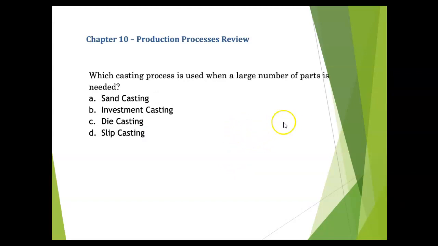Which casting process is used for a really large number of parts? If you think about your Hot Wheels or your Matchbox cars, where we're basically manufacturing hundreds of thousands of these every year, that is the die casting process. Of course, I mentioned Hot Wheels and Matchbox cars, but there are a lot of other parts that are made using die casting.